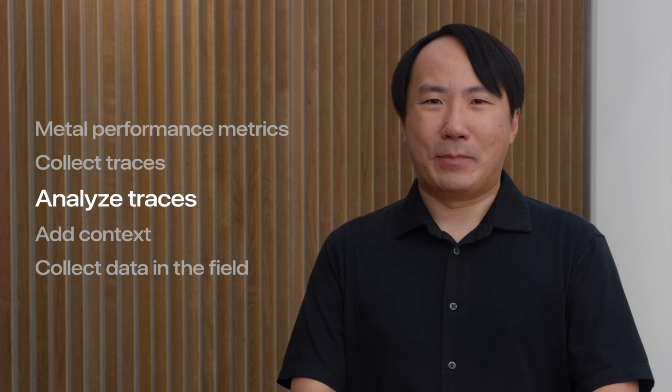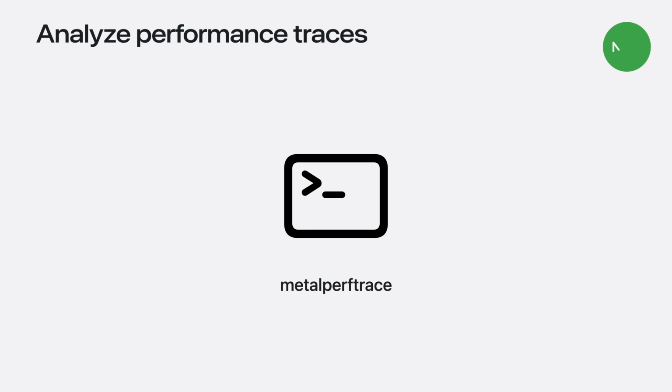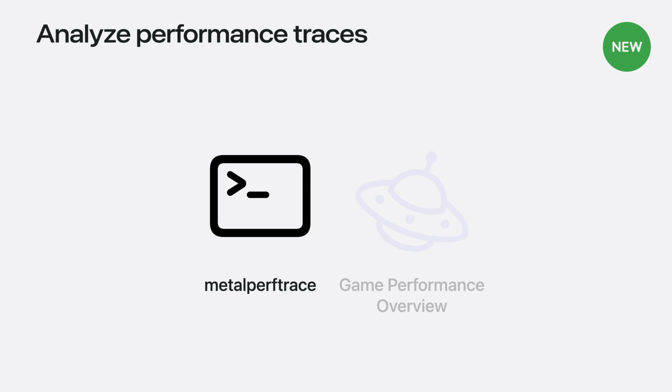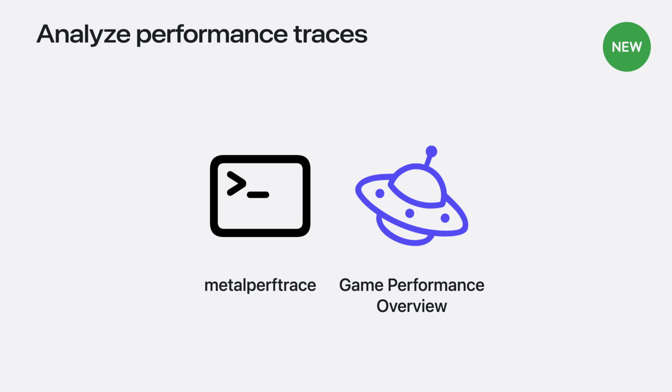Now that I have demonstrated how to collect traces, both with instruments and on iOS and macOS devices, it is time for the next step, analyzing them. On macOS, you can either print or export an overview of the metrics through metalperftrace, or open the traces in instruments and explore the data visually. Let's check both in action.